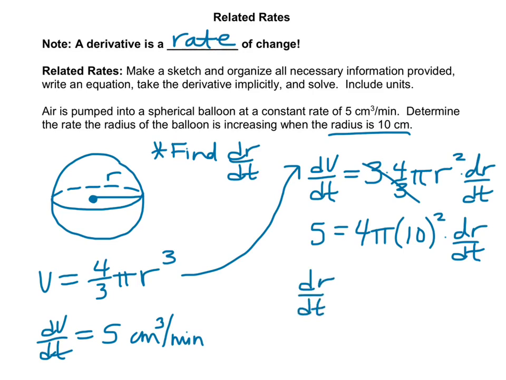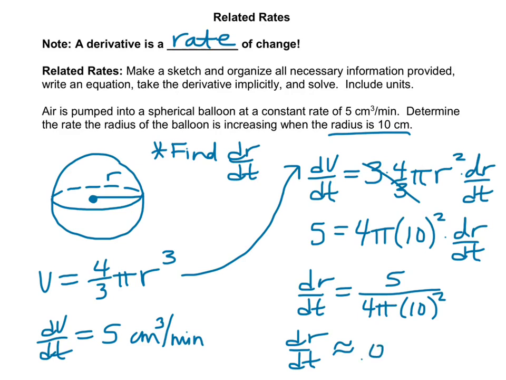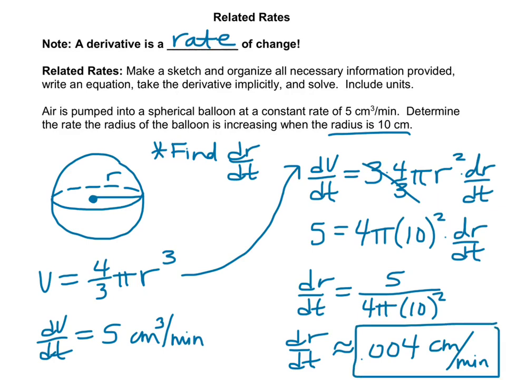So let's isolate dr/dt by dividing each side of the equation by 4 pi times 10 squared. This is the quantity we are looking for. And plugging that in, 5 over 4 pi 10 squared is approximately 0.004. And make use of units here. The radius is in terms of centimeters and time is in terms of minutes. So we will call that approximately 0.004 centimeters per minute.